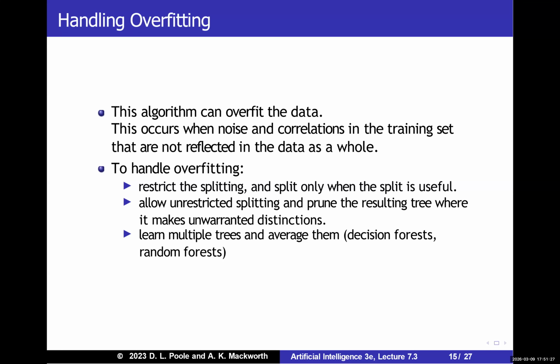To reduce overfitting, several strategies can be used. One approach is to limit how deep the tree can grow, preventing it from becoming too complex. Another approach is pruning, where parts of the tree that do not improve predictive accuracy are removed or pruned out. A third strategy is to combine multiple trees into an ensemble model, such as a random forest, which can often produce more robust predictions.